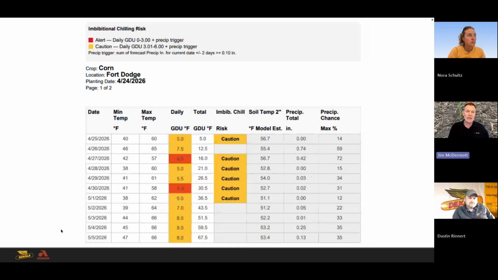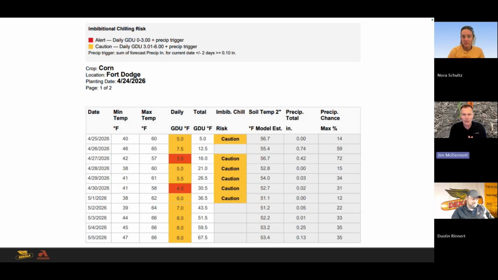Go ahead with the next slide if you would. This also shows Fort Dodge. At Fort Dodge, you don't have any alerts. You do have the cautions, so you just have a little higher GDU accumulation, but you still have the potential for precip coming in those days. I believe it was saying 17 days to emergence. So you're talking 1 day difference, but that puts it into the less risk category.